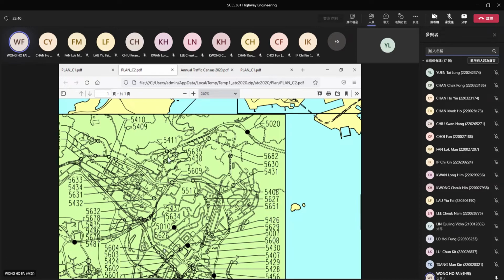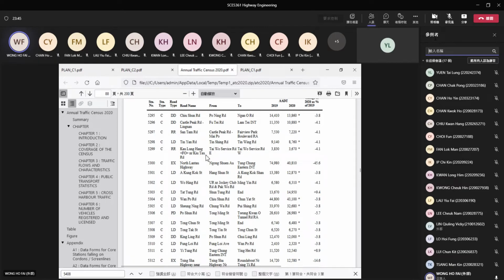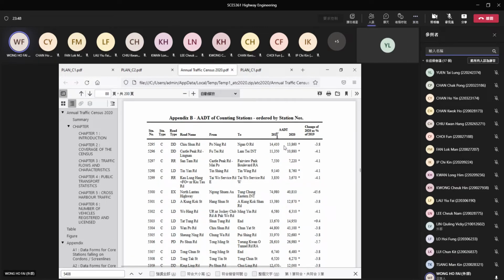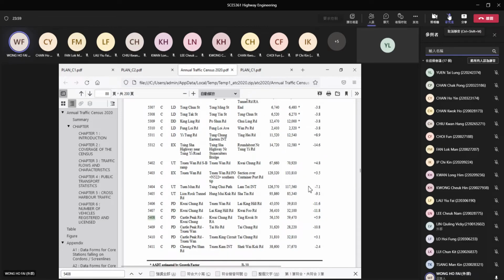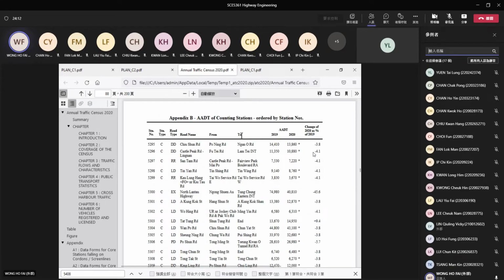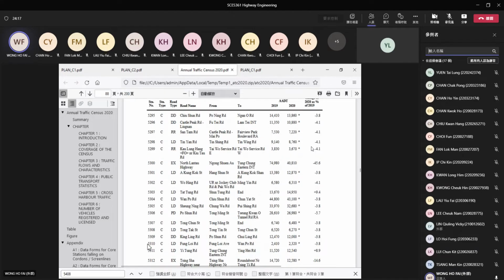And for different stations, you can also find the AADT for that. For example, you have the value for 2019 to 2020, and of course you also have the growth rate here. You can see the percentage of growth. Some of you may ask, although this is the Castle Peak Road, and this is from and then to, it doesn't matter. I don't ask you to identify the location from and then to. You just need to design according to the so-called station number.